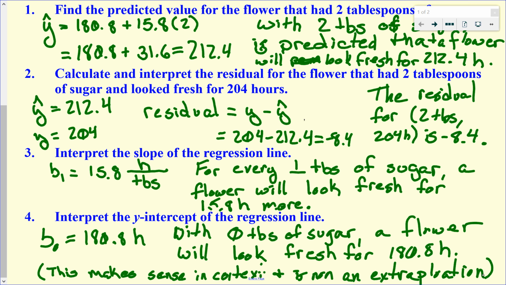So I hope, ladies and gentlemen, that helps you with how to use a least squares regression line, or line of best fit, the equation, to predict values, how to calculate residuals, and how to identify and interpret the slope and the y-intercept of the regression line.